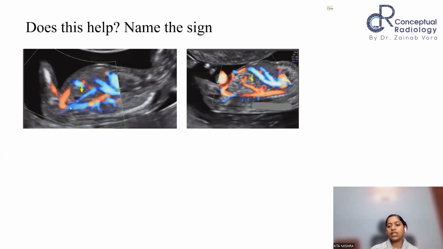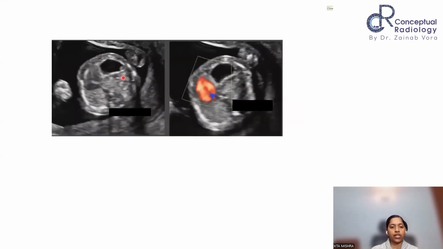Yes, so this is the upturned SMA sign. Normally it should go and supply the bowel. This is the normal picture. But if it is going cranially, that means something has gone cranially. The vessels are following that structure. And this is the diagram for you.